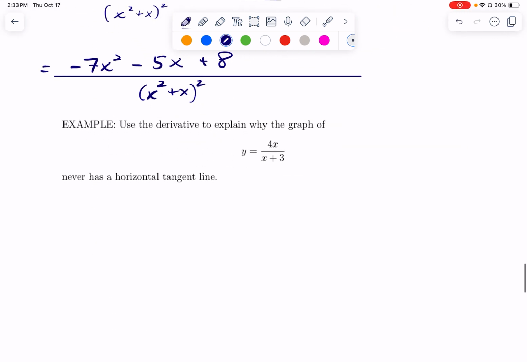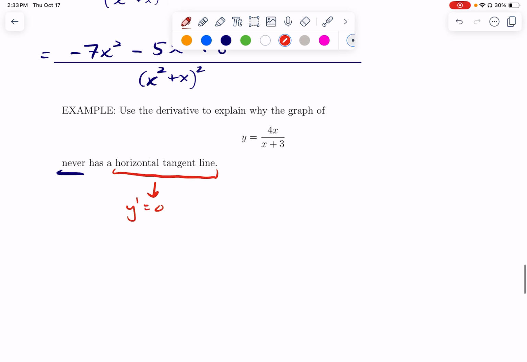Okay, one more example. Use the derivative to explain why the graph of y equals 4x over x plus 3 never has a horizontal tangent. So horizontal tangents are going to come up a lot. A horizontal line has a slope of 0. And the derivative measures the slope of the tangent line. So a horizontal tangent line basically means the derivative is equal to 0. If the tangent line is horizontal, then the slope of the tangent line is 0.